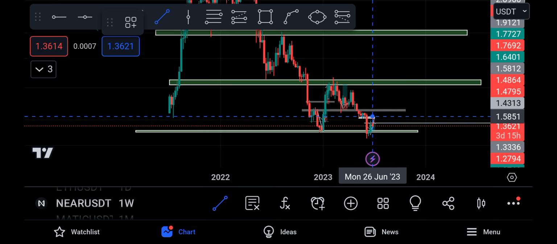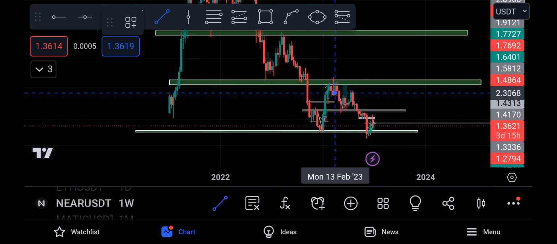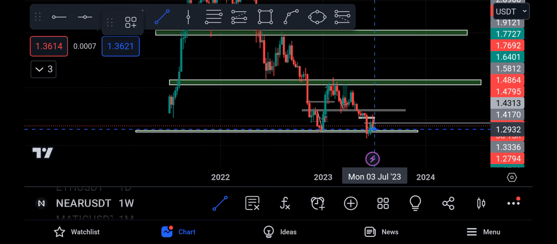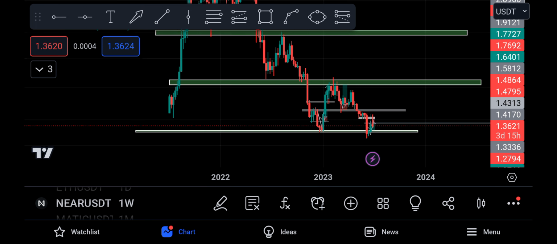NEAR has not been confusing for some time now, since if you had entered a short position here, you would have seen so many opportunities to continue shorting till we got back down here. You understand? So that's what has been happening here.